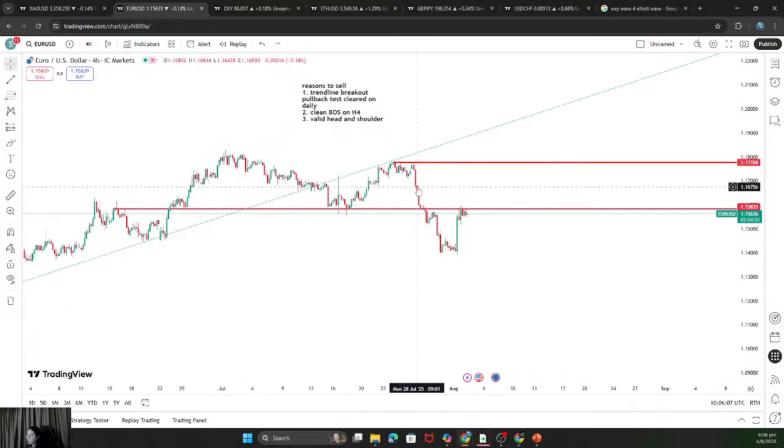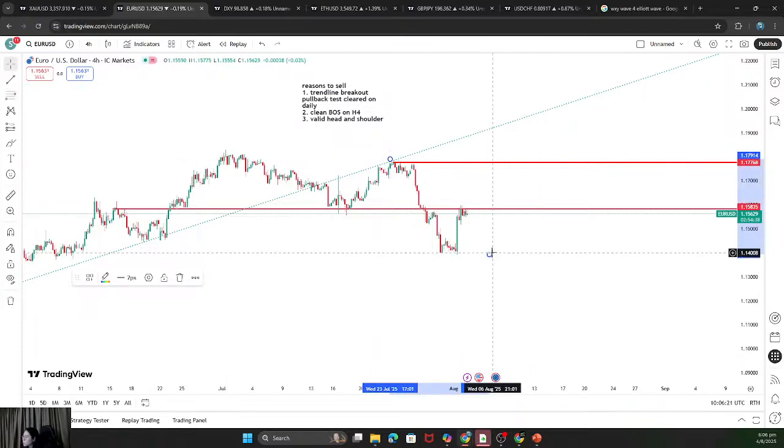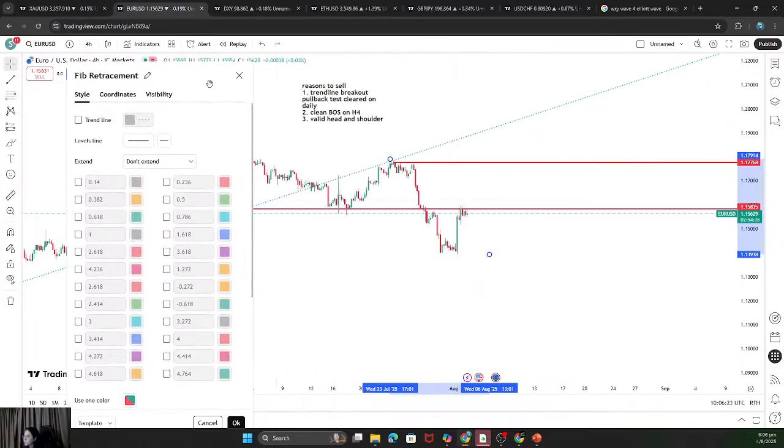Okay, so I'm gonna do my analysis. Okay, so Jamilu, I have the pending order for a sell at the 61.8 retracement. Let's see where 61.8 comes out.